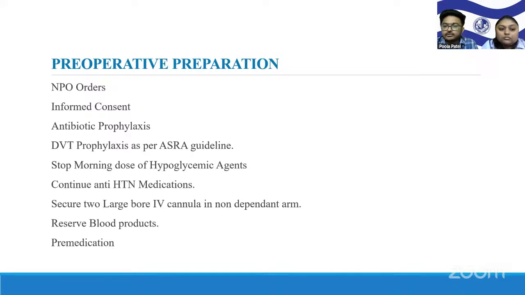In premedication, I will give injection ondansetron 4 milligram intravenously, injection glycopyrrolate 0.2 milligram intravenously, injection midazolam 1 milligram intravenously for anxiolysis, sir, and injection pantoprazole 40 milligram intravenously, sir. And DVT prophylaxis should also be given to this patient, sir, because most of these patients are also bedridden for a long time, sir.